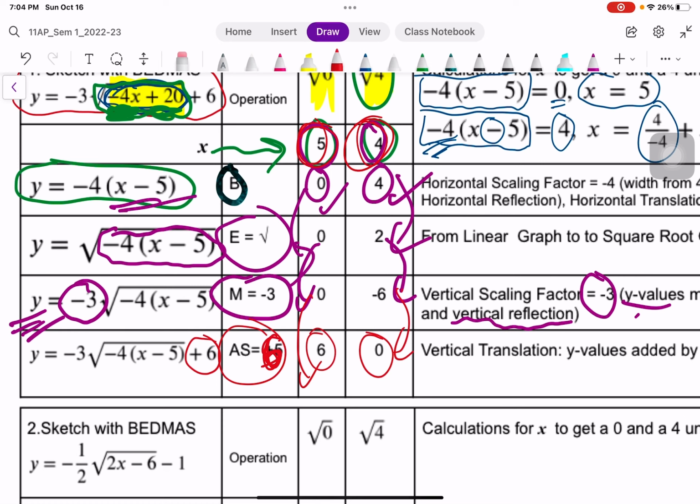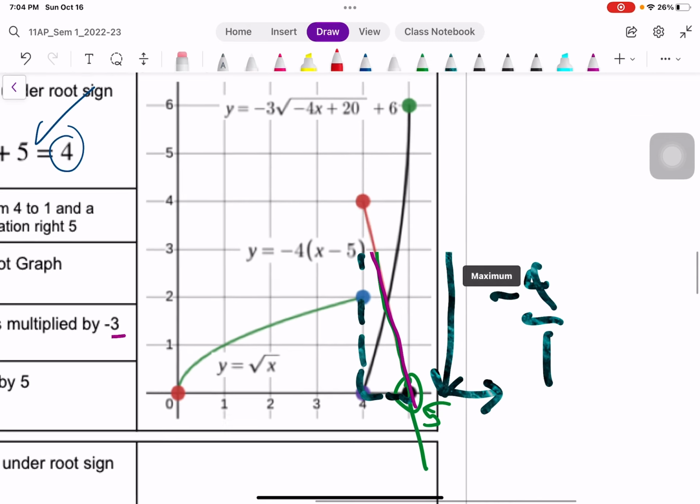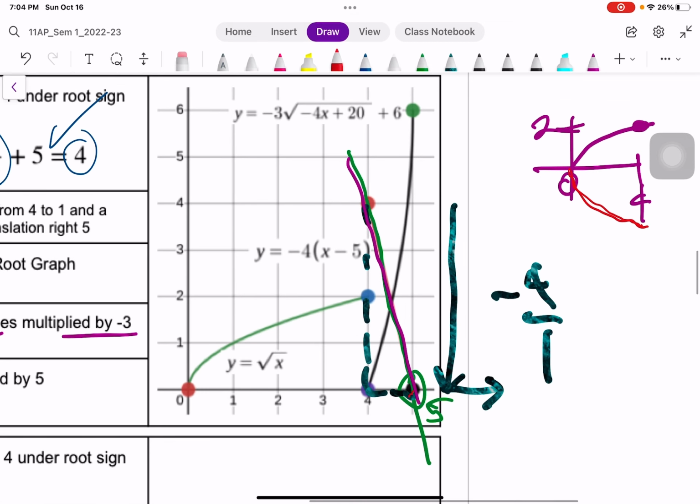So what I can do now is plot these ordered pairs, so 5 and 6, 4 and 0. Let's plot those. 5 and 6, 4 and 0. So 5 goes all the way up to 6, that's right there. And then 4 and 0 is right there. And that's what the square root graph looks like, right? So it's going to go down like that forever, okay?